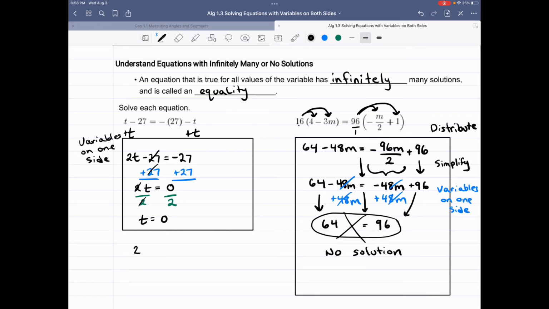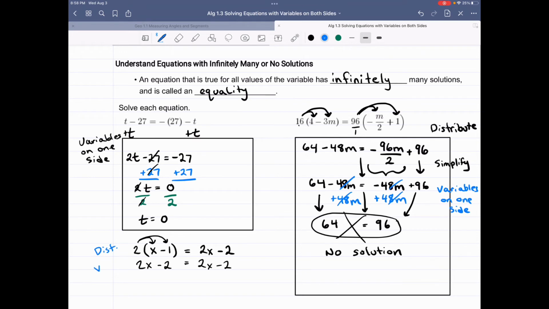So let's have 2 parentheses x minus 1 equals 2x minus 2. The first thing that we'll do here is we will distribute. So distribute here. You get 2x minus 2, right? Because we have two groups of x minus 1. When we distribute, we get 2x minus 2. That equals 2x minus 2. What's happening here? So the first step was to distribute.